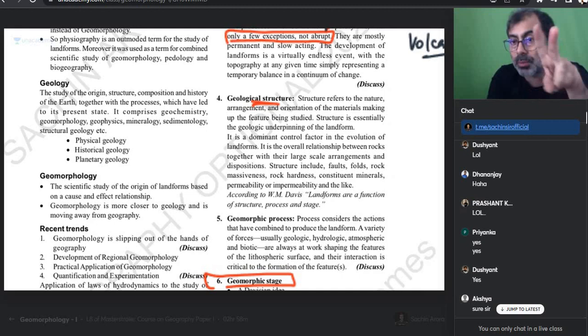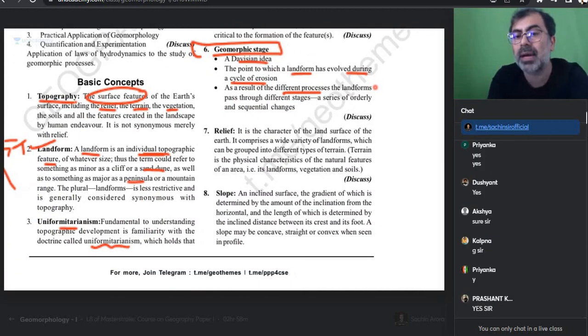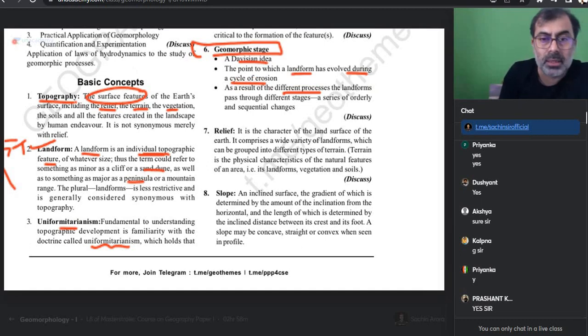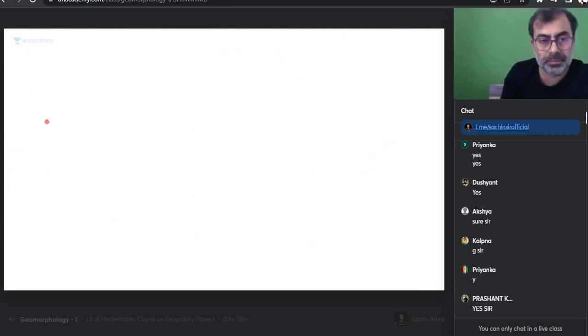Geological structure understood. Now process also understood everyone. Geomorphic idea. Now we come to relief and slope. ये बहुत important है. Relief is the character of a land surface. Yes, it comprises a wide variety of landforms which can be grouped in different types of terrain. अब ये समझ में नहीं आता definition. That's why I've included this also. That books are giving such definition. What is relief? I want to tell you relief.